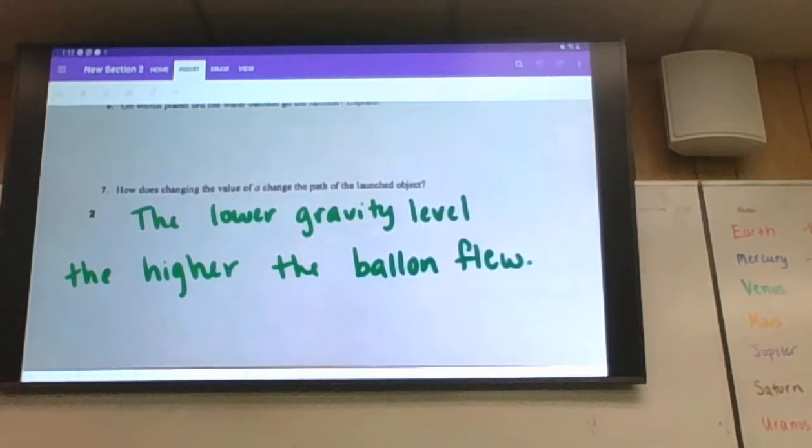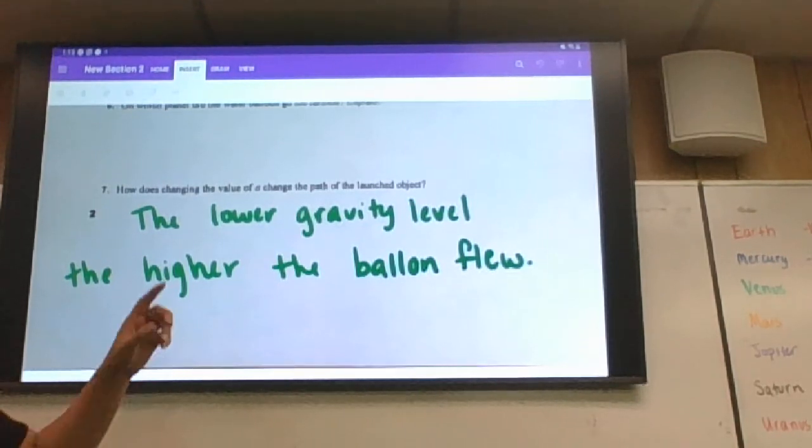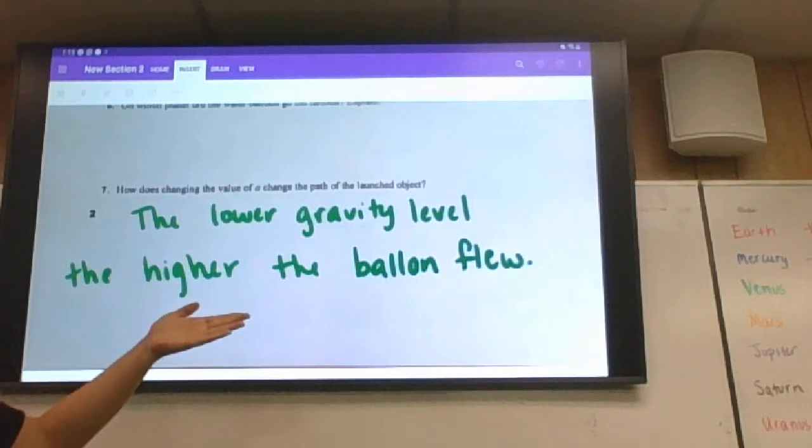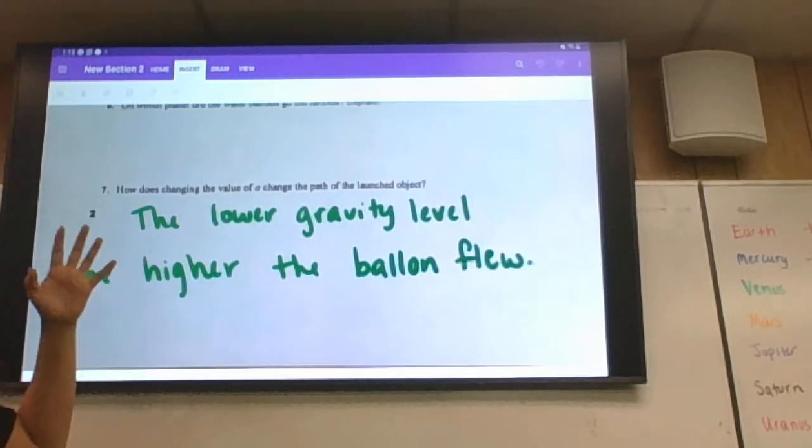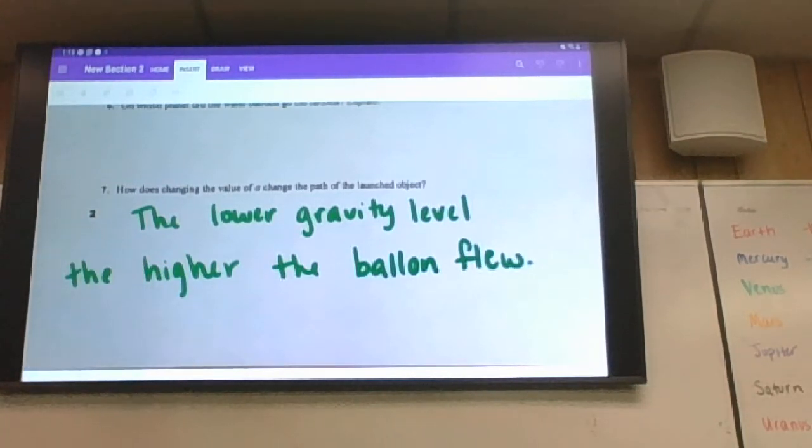Could she repeat that? A lower level of gravity is going to make your balloon fly higher. Or you could say that the other way. A higher gravity means that the balloon doesn't go as high. Like if you did Jupiter, Jupiter's got the largest gravity on here. The balloon only goes up 42 feet. It goes nowhere. But if you did Mercury, it only has a gravity of 5. It goes like well over 250. It goes over twice where it would go here if it was launched on Earth.